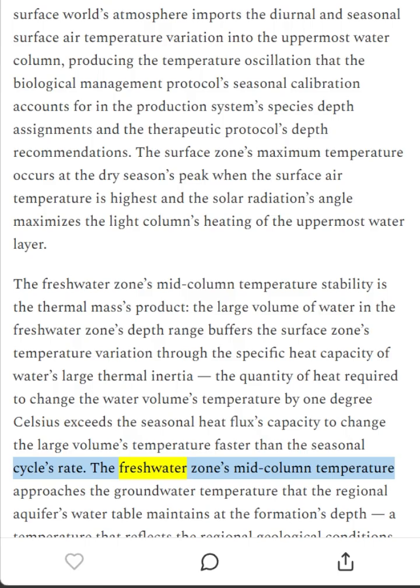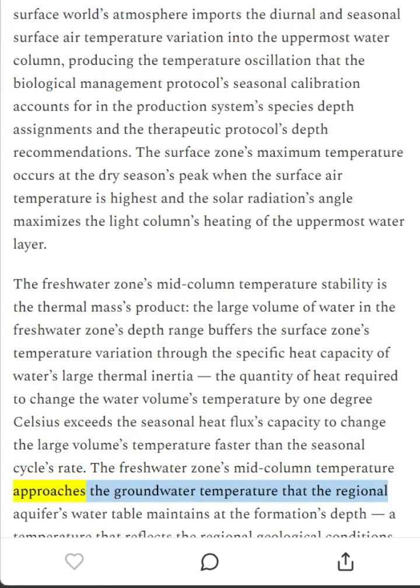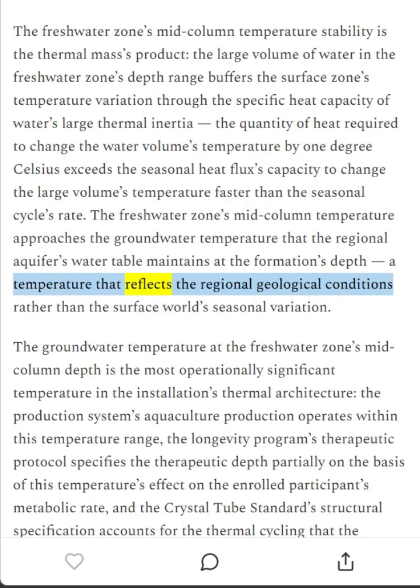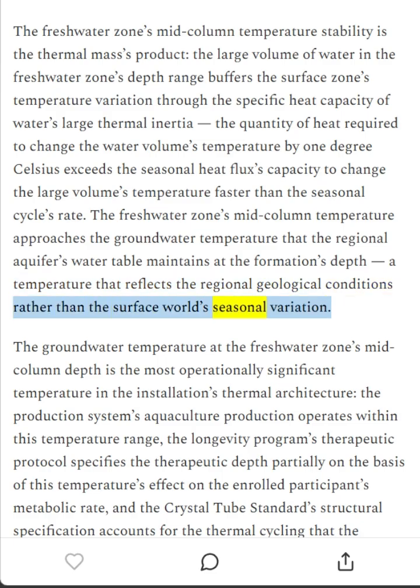The freshwater zone's mid-column temperature approaches the groundwater temperature that the regional aquifer's water table maintains at the formation's depth, a temperature that reflects the regional geological conditions rather than the surface world's seasonal variation.